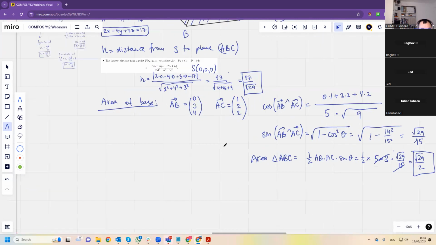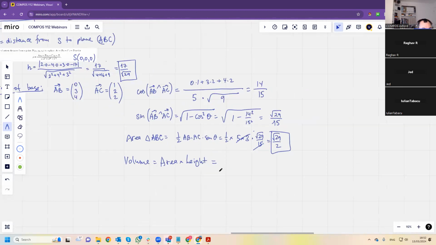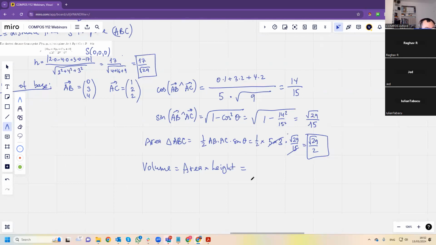And to find the volume. Well, we know the volume is area times height, which is 1/3 area times height, of course. So it's going to be 1/3 multiplied by area, which is square root of 29 over 2 times height, which is 17 over square root 29. And that is 17 over 6. Okay. That's the volume of the pyramid.